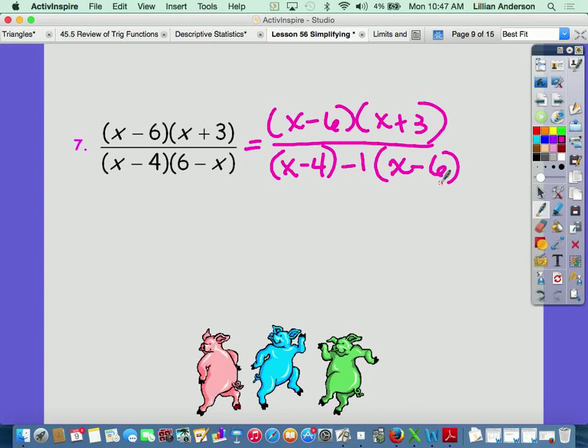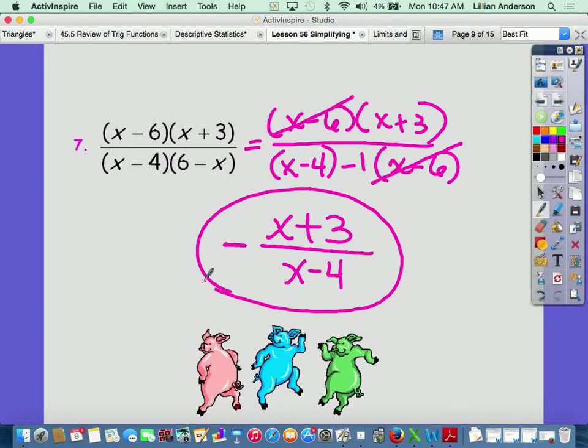So now, can I cancel out? Yes, I can, my x minus 6's. On the top, I'm left with an x plus 3. On the bottom, I'm left with an x minus 4 times a negative 1. I don't have to worry about changing the signs. All I need to do is make the whole fraction negative, and that takes care of that negative 1. Typically that's what you're doing, you're just making the fraction negative because you have a negative.